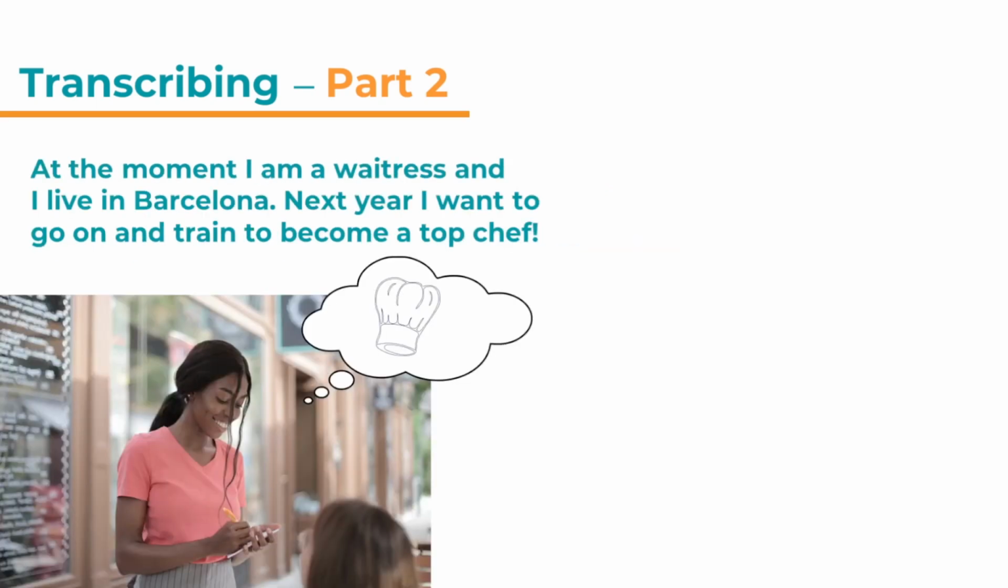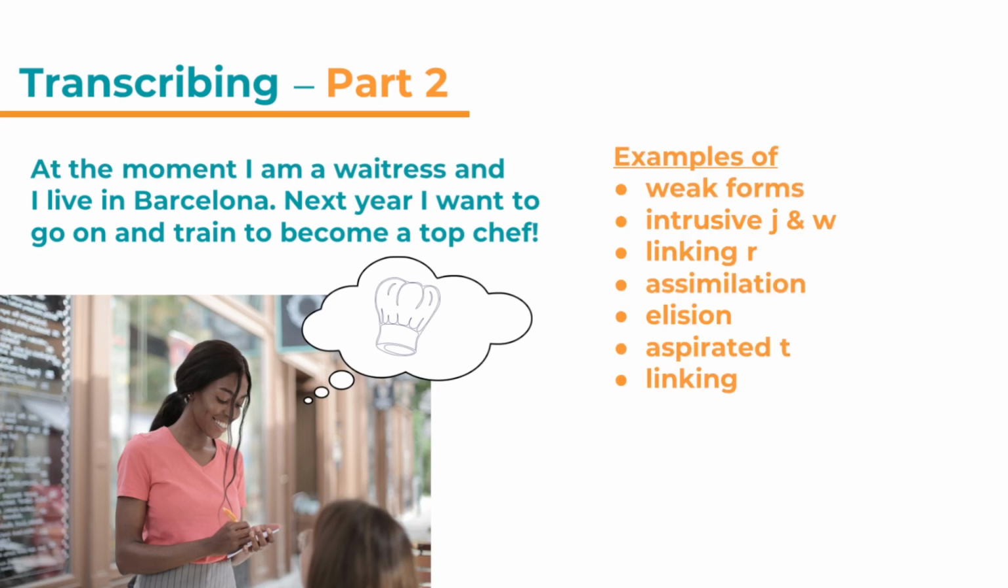And this is our context and our utterance that we want to transcribe. At the moment, I'm a waitress and I live in Barcelona. Next year, I want to go on and train to become a top chef. So you can see the waitress here and her dream. This is the utterance that we are going to transcribe.